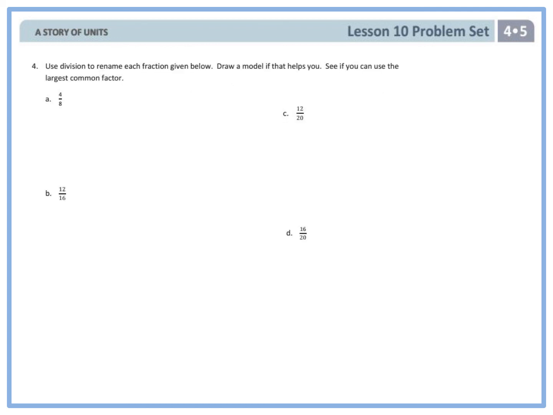All righty, on this last one, we are going to use division to rename. So we're going to try and use the largest common factor of these.